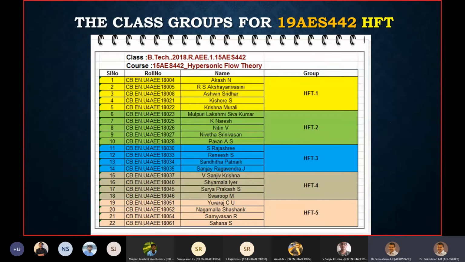The easiest, most natural way for me was to go by the order of the roll numbers. I've taken this listing from AUMS. I see 22 students as of today, when I took it. So I've just grouped them. The first two teams have 5 each, and the next ones have 4 each. Because it's 22, I accommodated 2 extra people in the first two teams. Otherwise, it's 4 each.